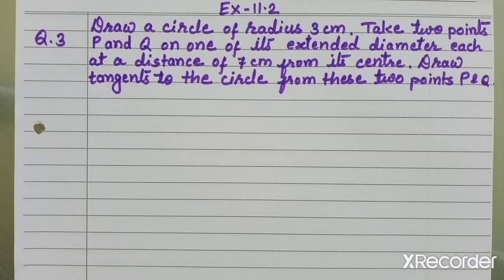Now question number 3. Draw a circle of radius 3 centimeter. Take 2 points P and Q on one of its extended diameter, each at a distance of 7 centimeter from its center. Draw tangents to the circle from these 2 points P and Q.